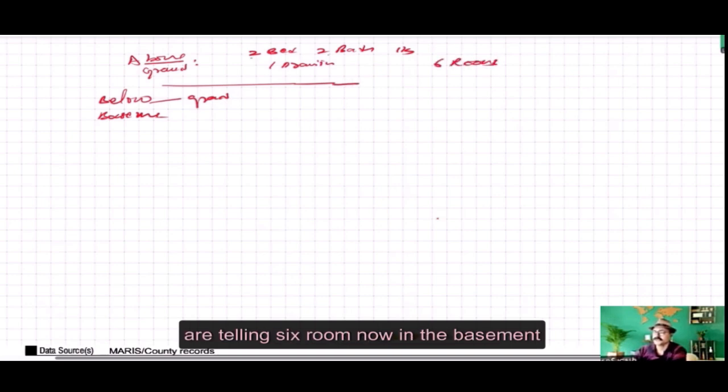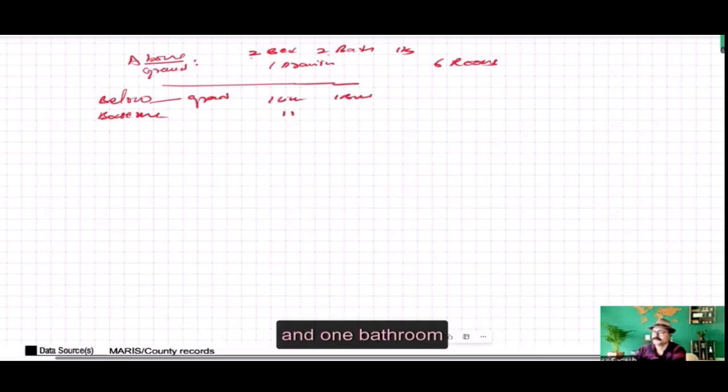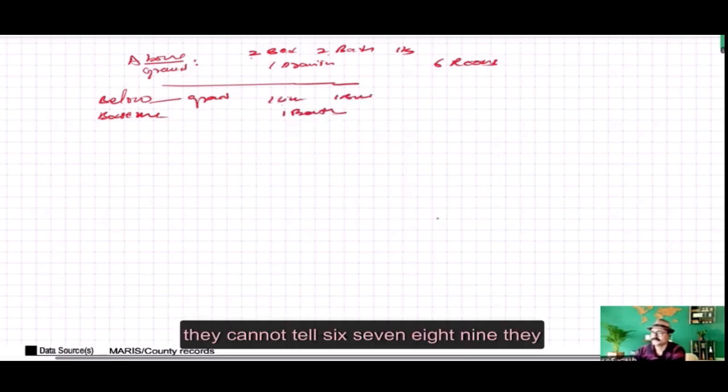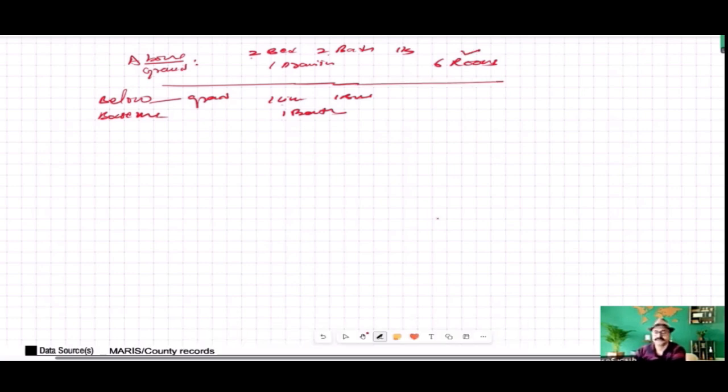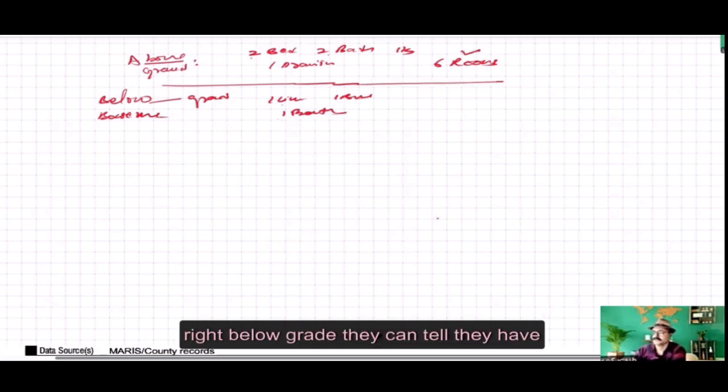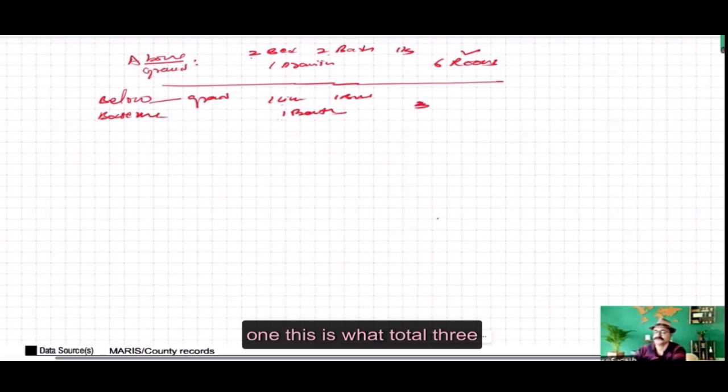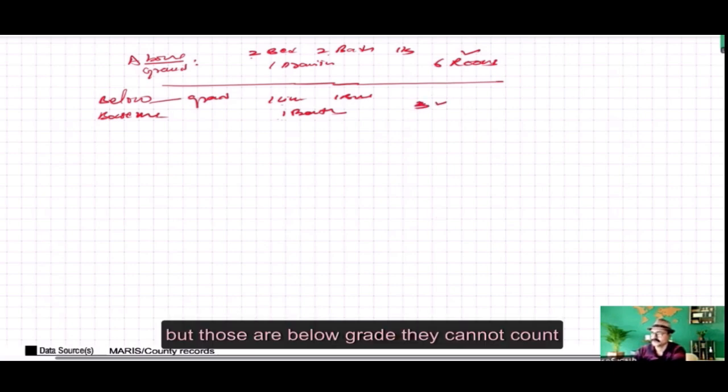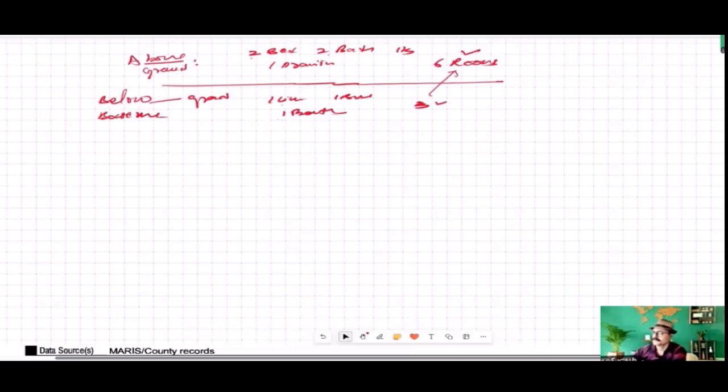Now in the basement they have created 1 living room, 1 bedroom and 1 bathroom. They cannot tell 6, 7, 8, 9. They cannot tell 9. No, it will only be 6, right? For below grade, they can tell they have 1, 2, this is total 3. But those are below grade. They cannot count these 3 rooms in the above grade. Is that clear? Yes. Okay.